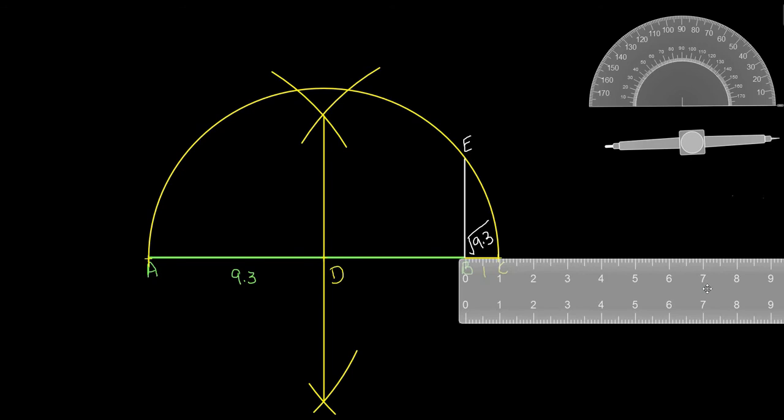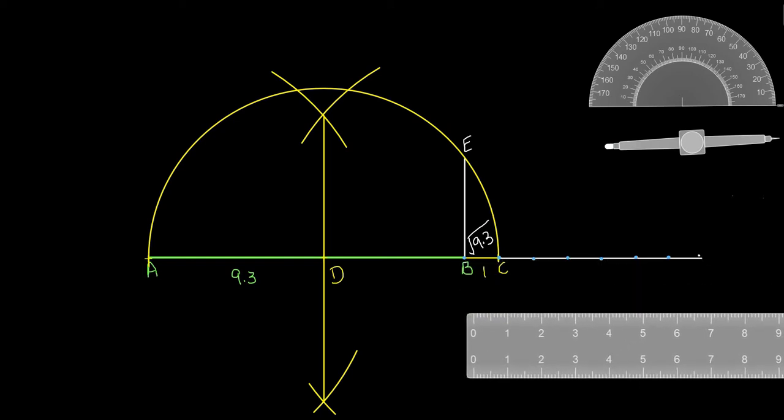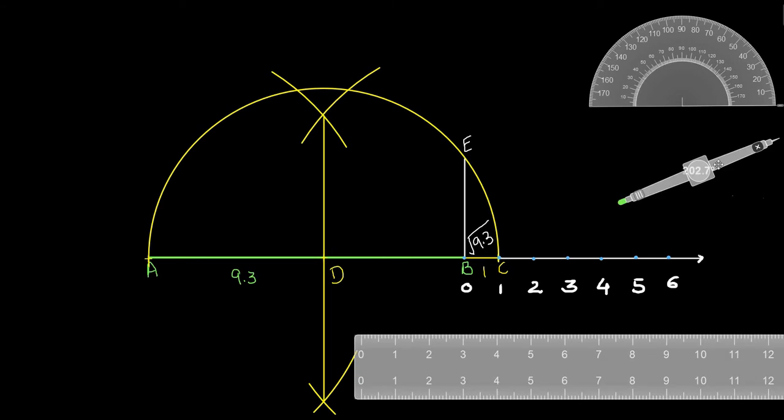Now we'll have to plot this length on the number line. So let us extend this line AC. Mark the points at equal distance on this line such that point B represents 0 on the number line and point C represents 1 on the number line, and mark other points as 2, 3, 4, 5, 6.